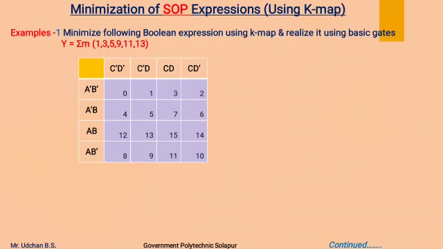Now we are going to enter the one for the min terms which are available in our given equation. The first min term is 1, so we are going to enter 1 over here. For 3 we are going to enter 1 over here. For 5 we are going to enter 1 over here. For 9 we will enter 1 over here. For 11 we will enter 1 over here, and for 13 we will enter 1 over here. For the remaining cells we have to enter zeros.